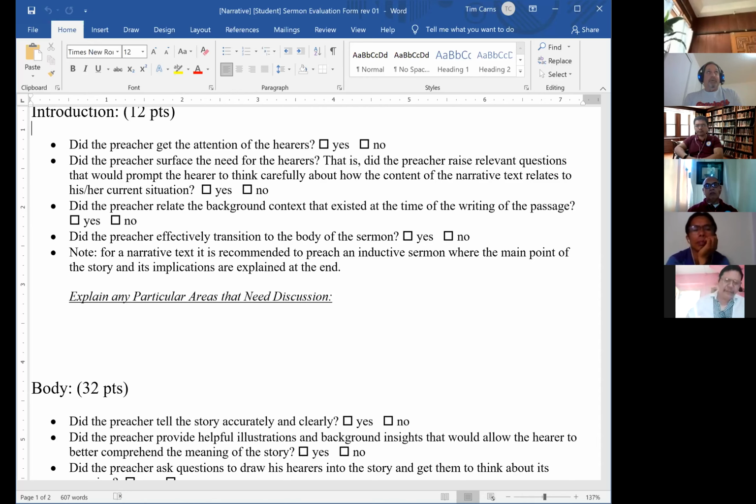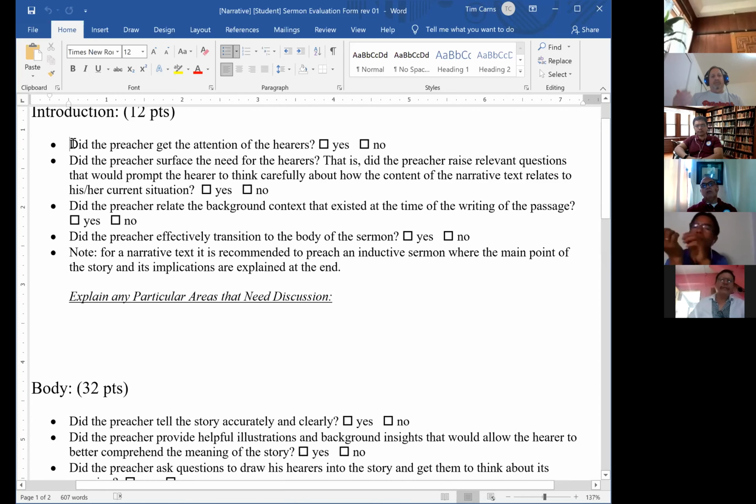But the idea is getting the attention of the hearers, and I think it's important that we don't forget how significant this is, because people are often distracted. People are often thinking about something else, and it's important that we can grab their attention, but do it in a way that brings them to the topic of the sermon. Okay? So in the introduction, that's one of the key elements: we want to get the attention of the hearers.